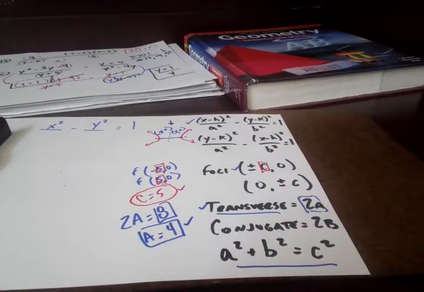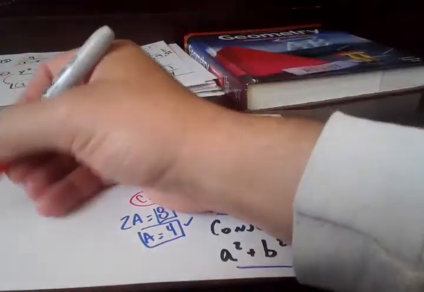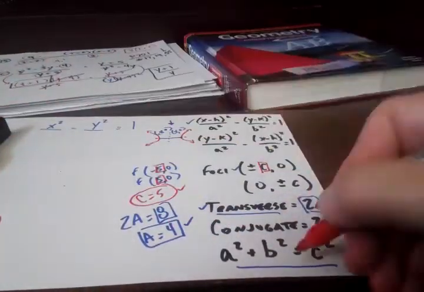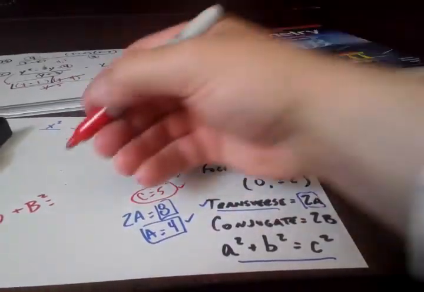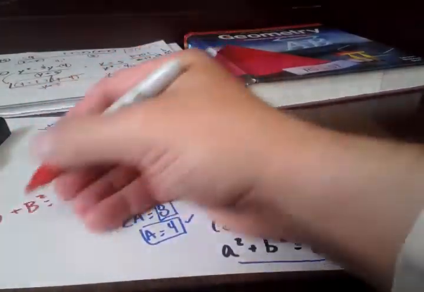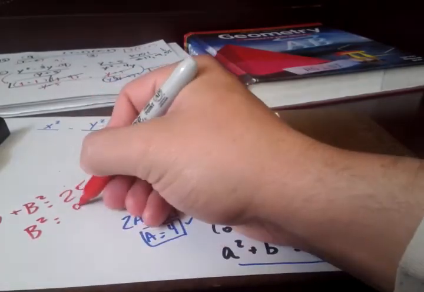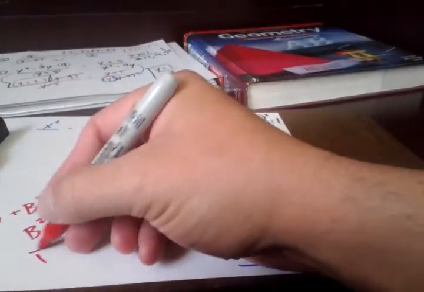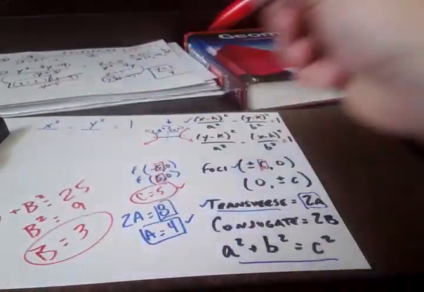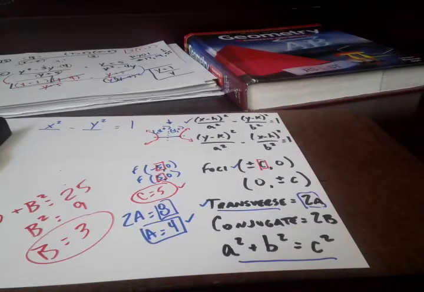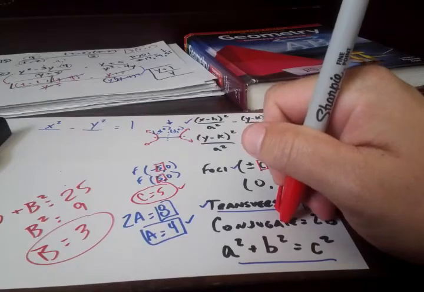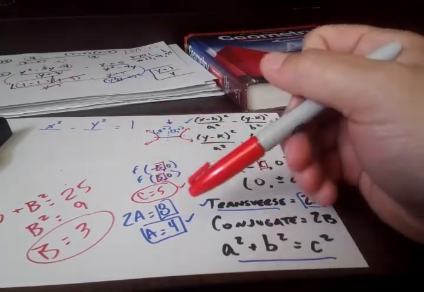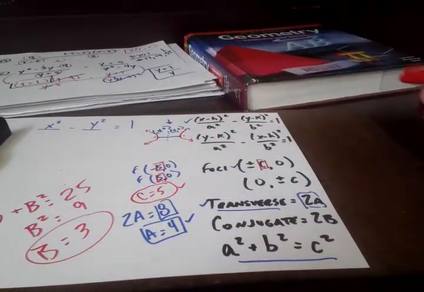Now that we have a and c, we can use them to find b. So let's go to our Pythagorean theorem. a squared is 16, since 4 squared is 16, plus b squared, which we don't know, equals 5 squared, which is 25. When we subtract, we get b squared equals 9. We square root it, so b is 3. Similar to the ellipse, the transverse axis will always be larger than the conjugate axis. You can see that with a and b here, 4 and 3.